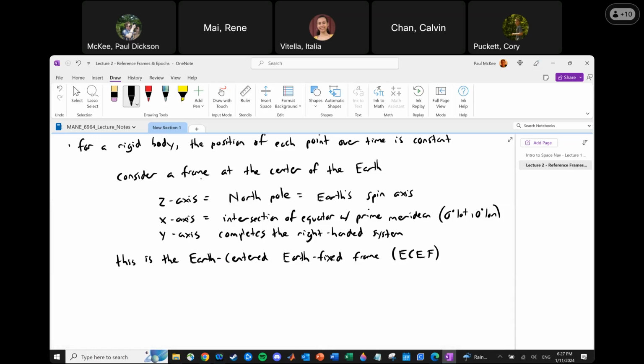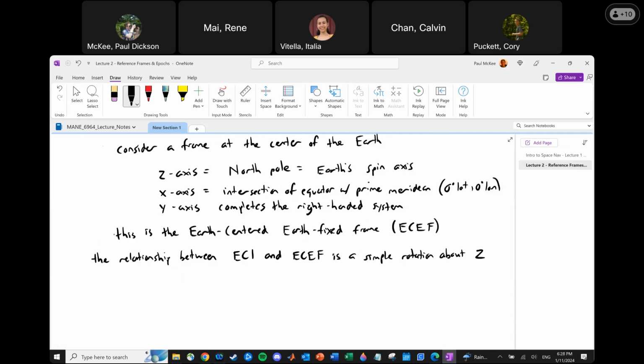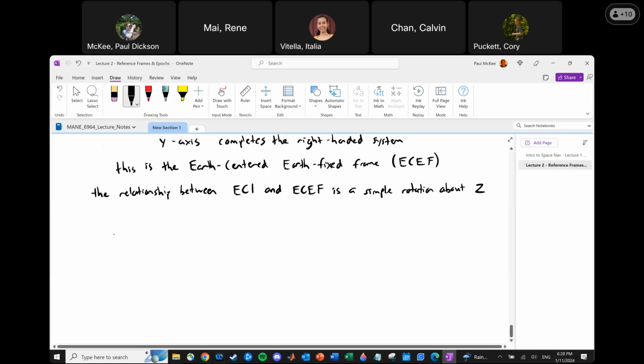So just depending on what we're trying to describe, we might want to use one frame over another frame. What's really nice is the relationship between the ECI frame and the ECEF frame is a simple rotation about Z. Nice and simple. So here comes a diagram. So questions while I'm drawing the diagram, questions about the ECEF frame and the ECI frame.